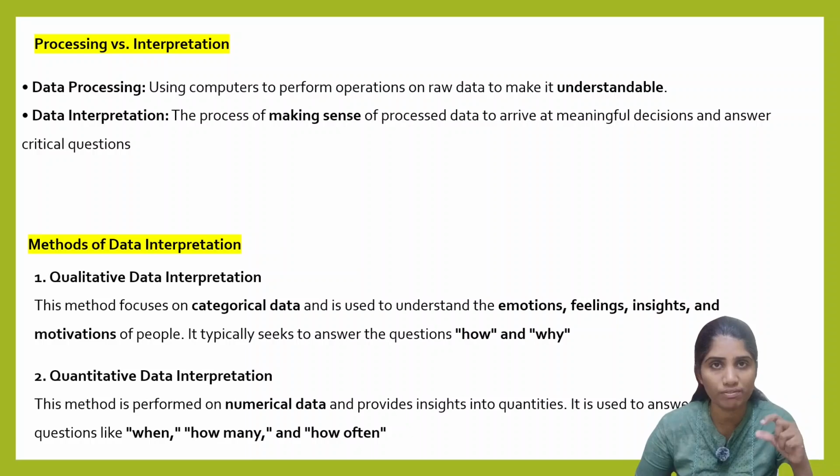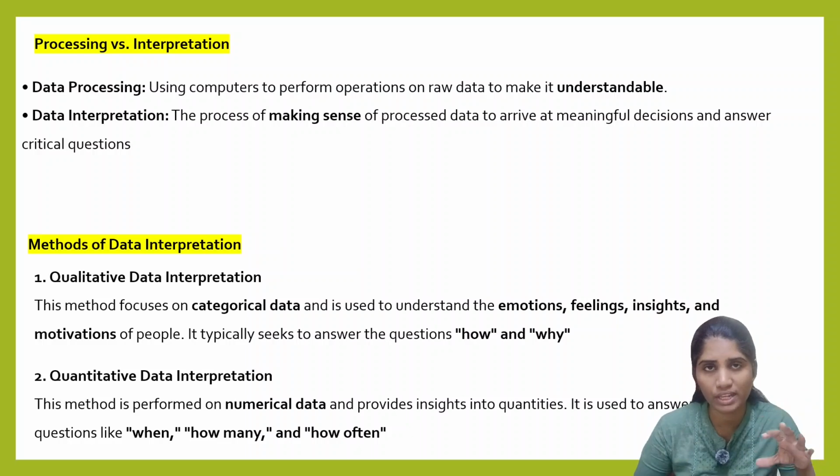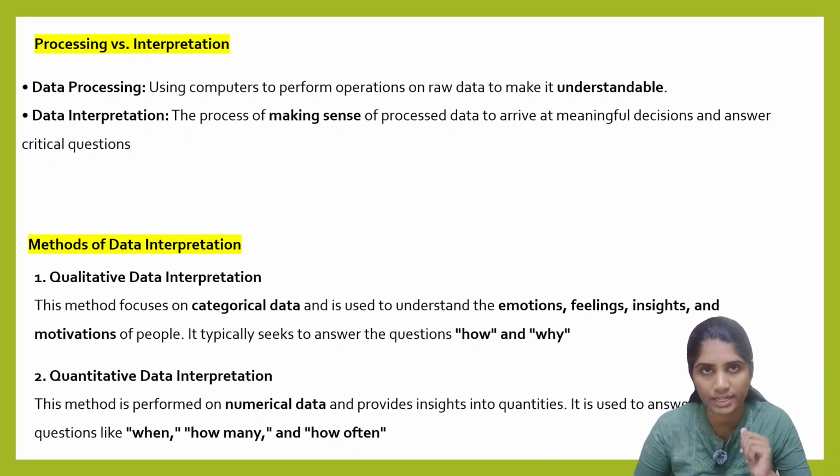Okay, so when we want to see how many students are between the age of 10 to 15, if there are 50 students, that interpretation we are taking, right, that we call it as data interpretation.